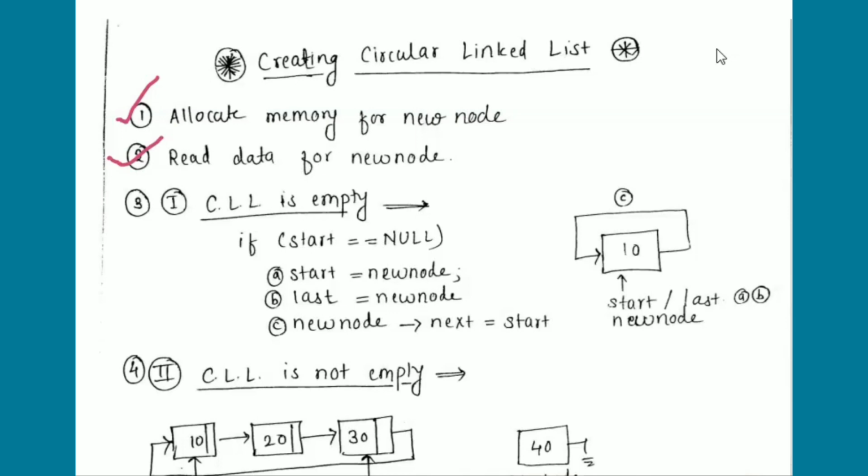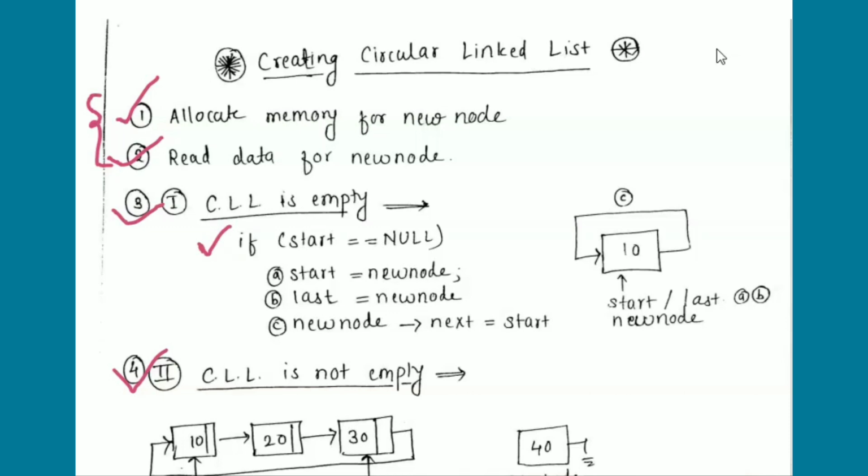Once these two steps are completed, we are going to add the newly created node into our circular linked list. At that time, we have two possibilities: your circular linked list is empty, or your circular linked list is not empty. Let us check the first case, where your circular linked list is empty. Again, how to check whether your linked list is empty? If start is equal to null, we can say that our linked list is empty.